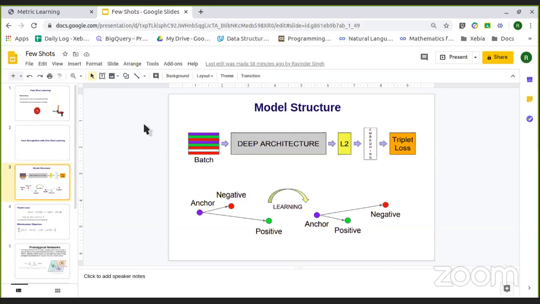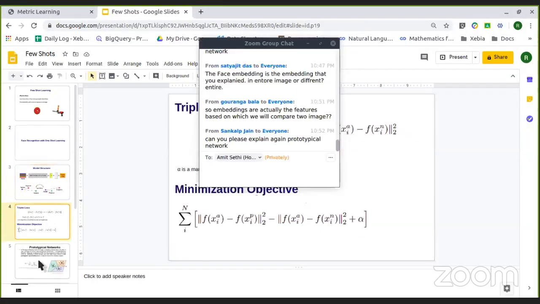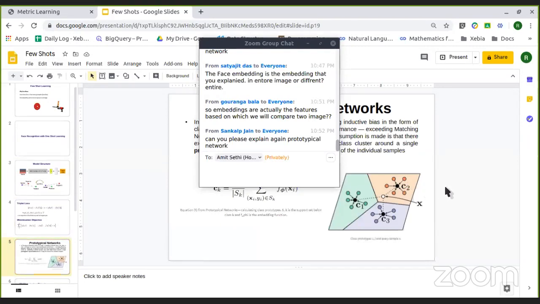So anyone else have any question? Okay, where is the chat box? Can you please explain again? So Sankalp, do I need to re-explain it? You want a reiteration? Things are clear to you. Can you please? Okay, I'm assuming that you want a re-explanation. Okay, no issue.